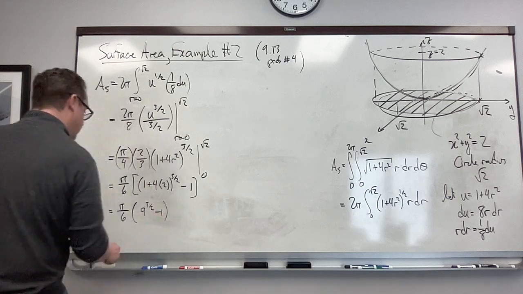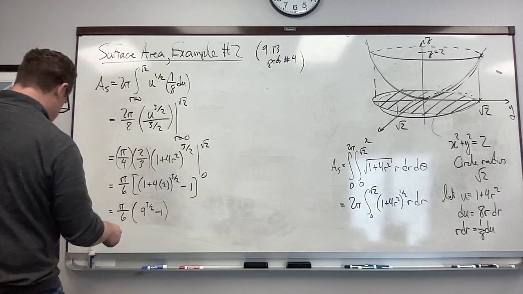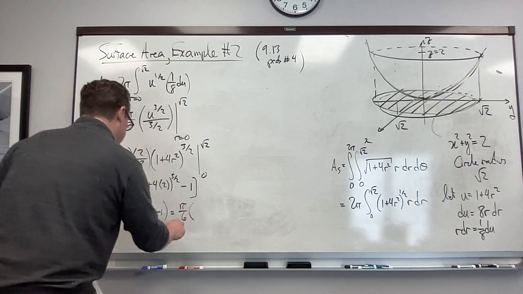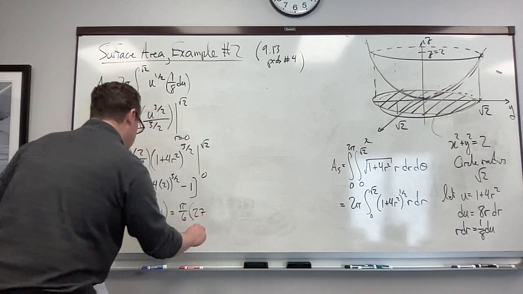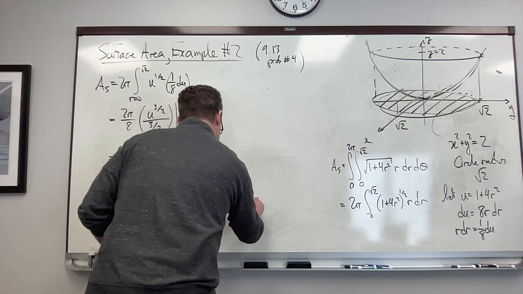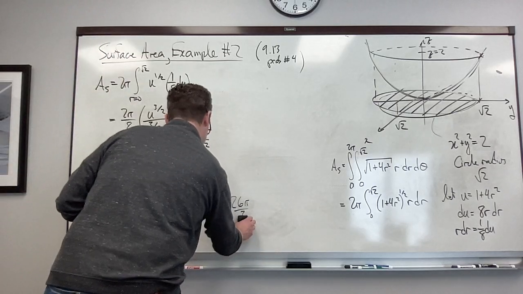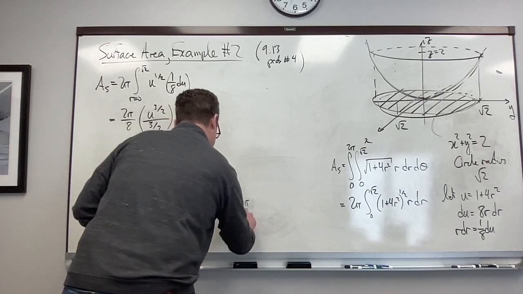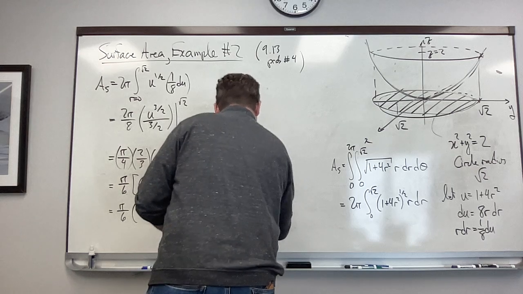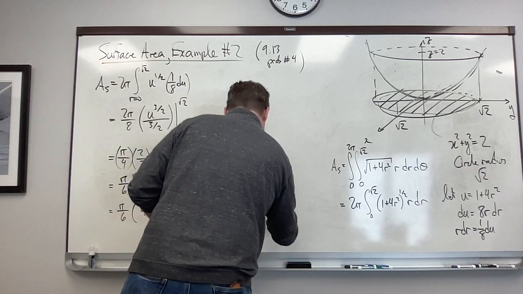I know you can probably do this in your head, you're a little faster. 9 to the 3 over 2, so that's 3 squared, so this just becomes 3 to the 3rd power. So pi over 6, and this becomes 3 to the 3rd power, so it's 27 minus 1. So this becomes 26 pi over 6. So I could take a 2 out of both sides, so 13 pi over 3.